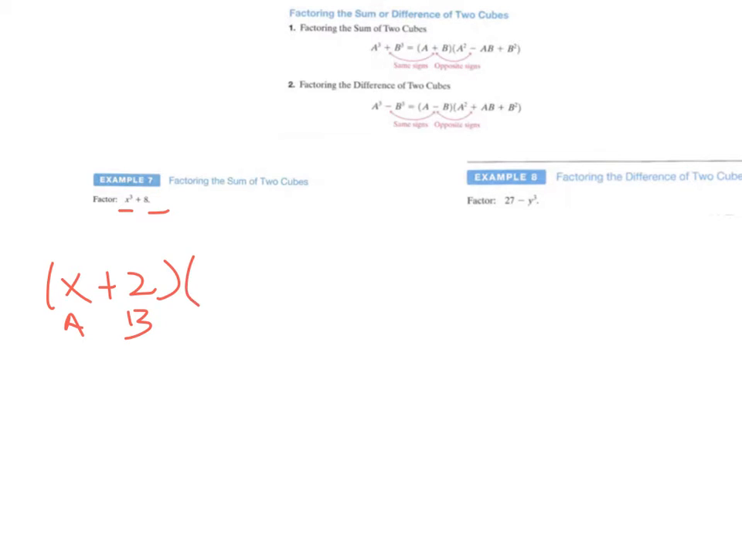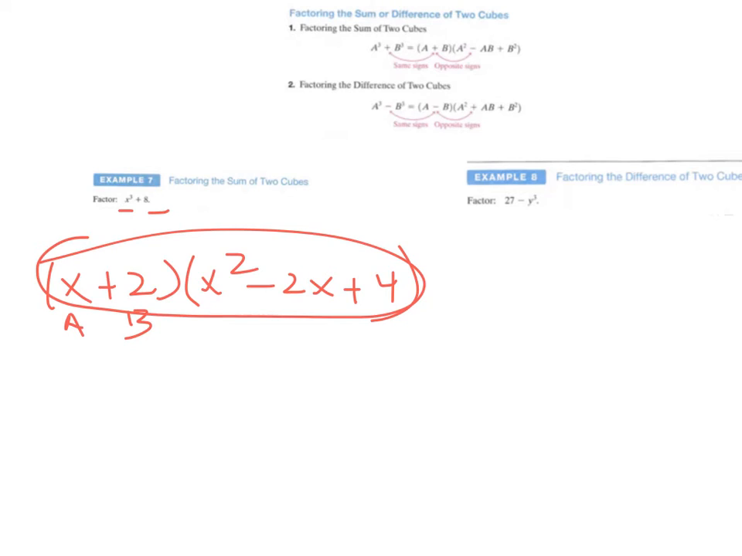So now I'm going to multiply that by, and it says square a. So I'm going to square x. Then it says take a and b and multiply them. 2 times x is 2x. And that should have been a minus sign, my fault. This is a minus sign on the formula. So this is a subtraction. And then we're going to square b, which happens to be 2 squared, which is 4. And so there is my answer for a cube.